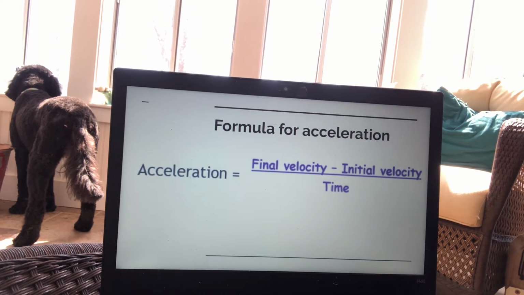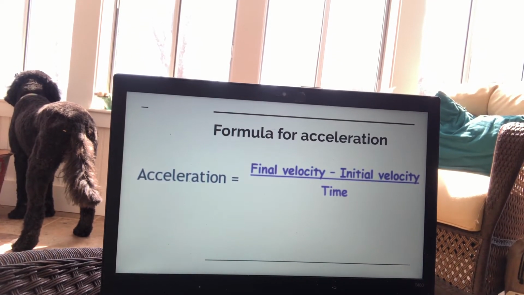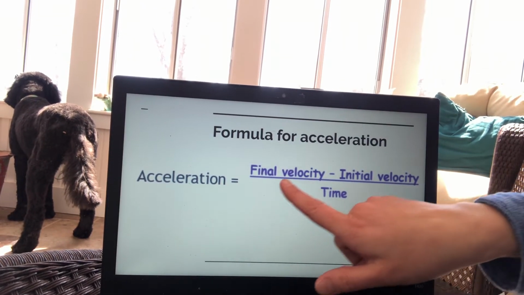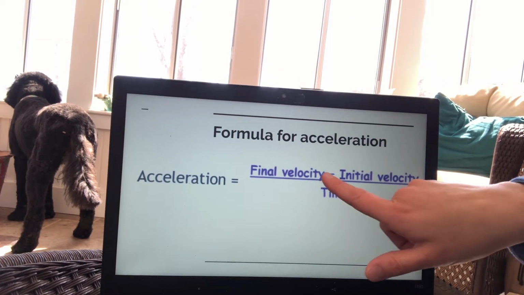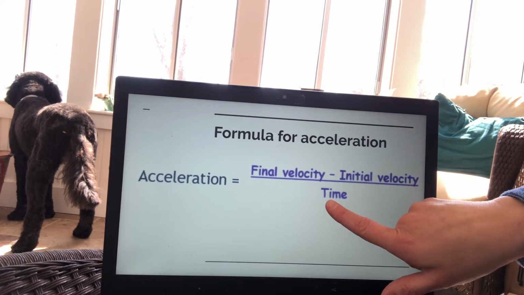And of course, there's a formula that goes with this. You have to do a little math when you're in science class. So this is the formula for acceleration. And so acceleration is equal to your final velocity minus your initial velocity divided by the time it took.